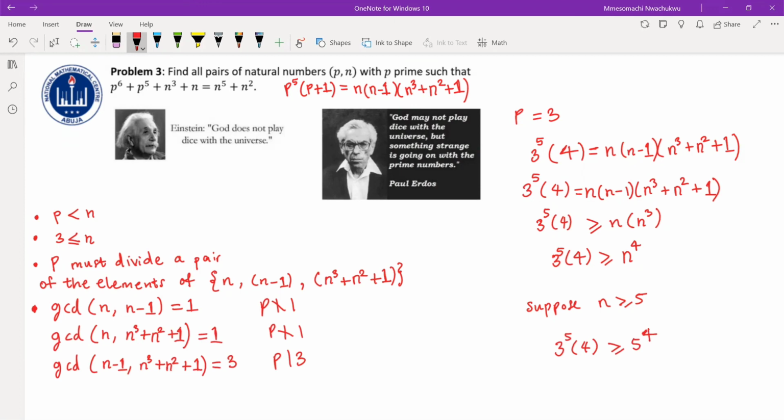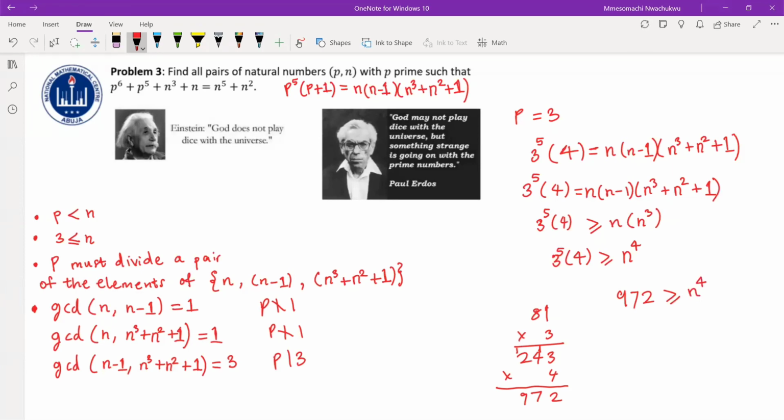Actually, there's no point in doing this, so let's just try and bound this. 3 to the 4th power is 81, so 81 times 3 is 243. Then 243 times 4: 4 times 3 is 12, write 2 carry 1; 4 times 4 is 16 plus 1 is 17, write 7 carry 1; 4 times 2 is 8 plus 1 is 9. So we have 972 is greater than or equal to n to the fourth power.